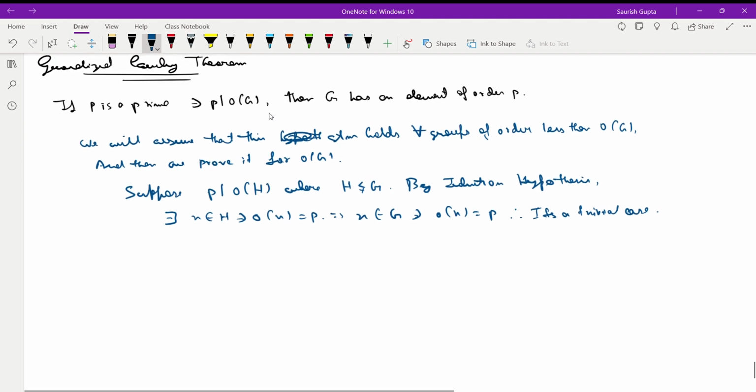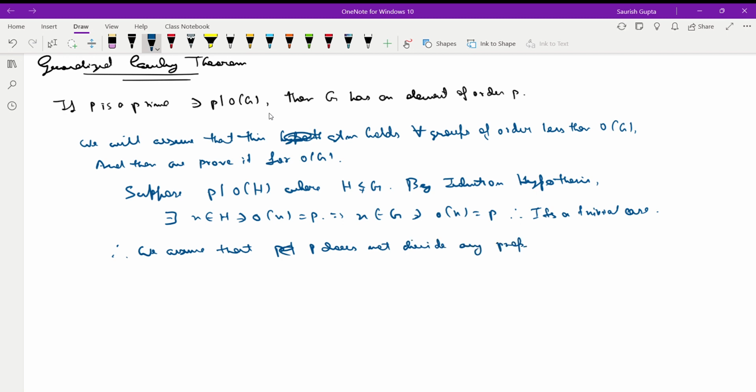So for the proof to be more generalized, we need to assume that P does not divide any proper subgroup of G. Okay, clear?